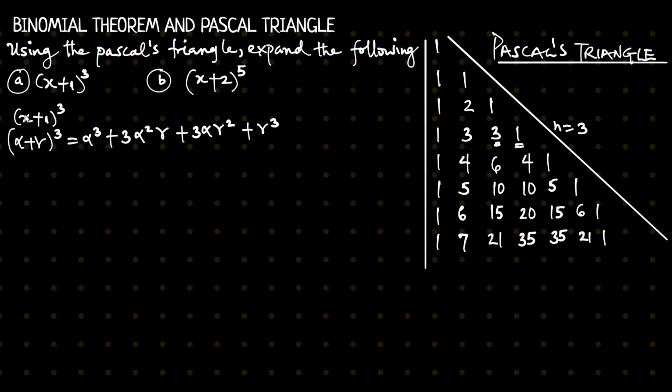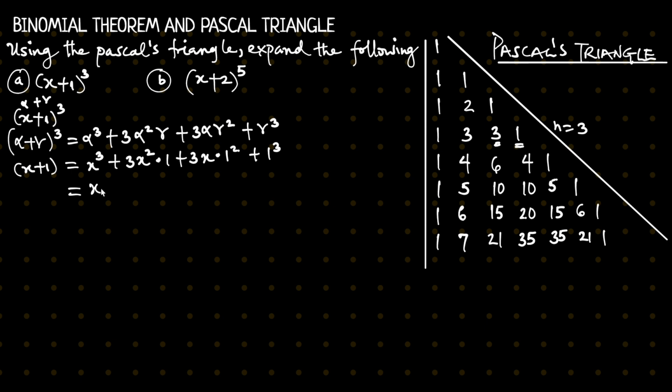Now if you look at x plus 1, we can call the x alpha, and we can call 1 gamma. So when we substitute that in, we have x cubed plus 3x squared times gamma, which is 1, plus 3x times 1 squared, plus gamma, which is 1 cubed.